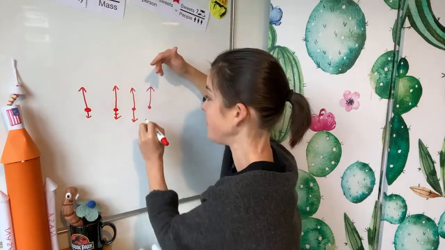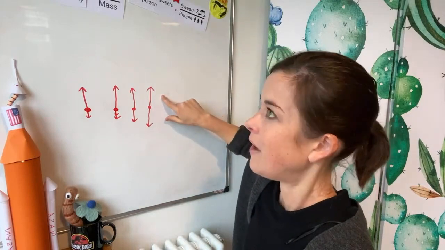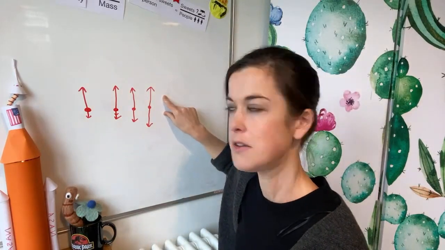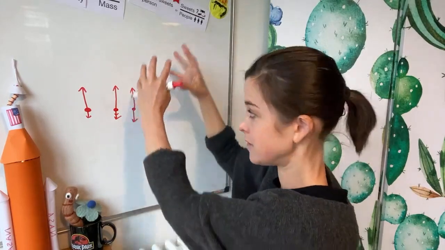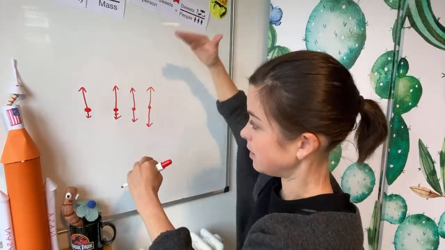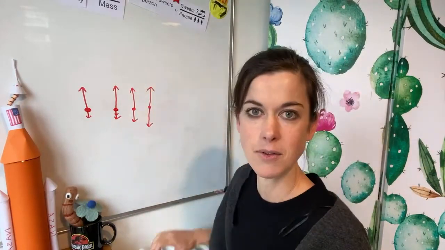Until eventually the air resistance equals the upthrust. Not the weight this time, but the force in the upwards direction, the upthrust, is equal to the air resistance pushing back. So we get terminal velocity.